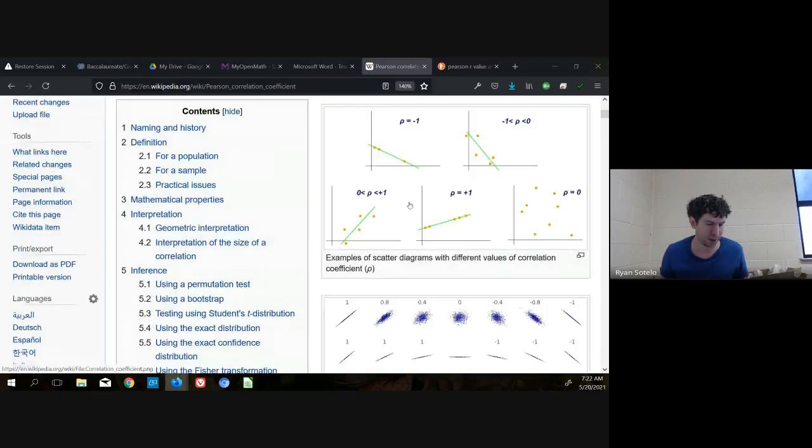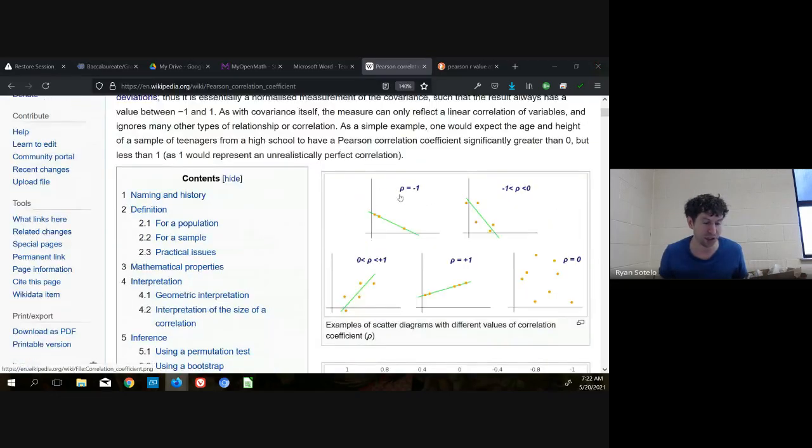Here are some examples of different correlation coefficients. Here they're using rho, the Greek letter R. It looks like a P, but without the little stem. You start from the bottom and go up in a loop. That's rho, the Greek letter rho, lowercase.